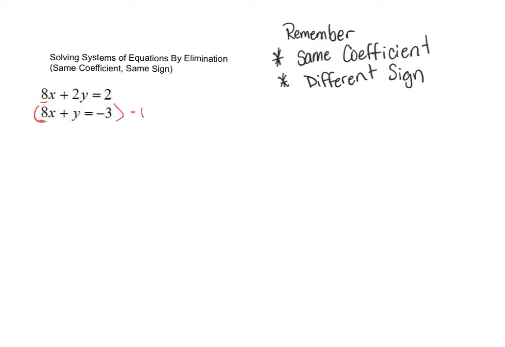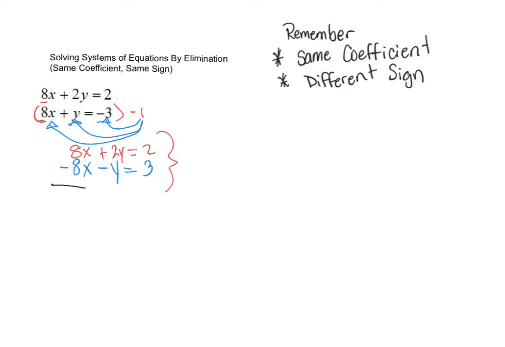So now my system is going to become -8x. Instead of plus y, it'll be minus y. Instead of -3, it'll be +3 because I basically took my -1 and I used the distributive property by multiplying each individual thing. So now my system is going to look like this. So now I do have the same coefficient because they're both 8, and I have different signs. So now I can just go ahead and add.